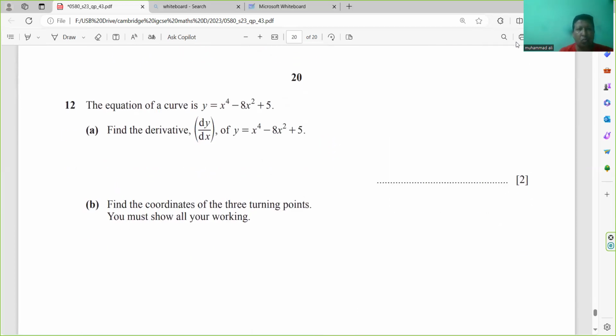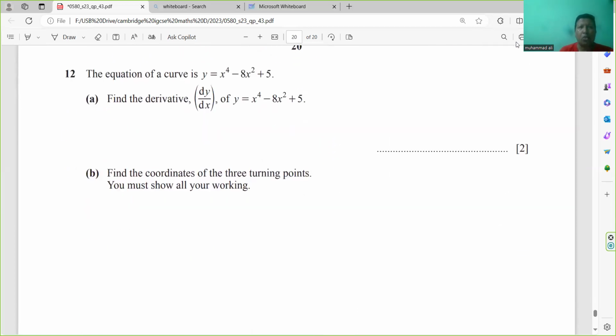Now question 12. The equation of a curve is y equals x to the power 4 minus 8x squared plus 5. Find the derivative dy by dx of this. So before starting this, we have to show you the differentiation formula. Like y equals x to the power n, its differentiation is dy by dx equals n x to the power n minus 1. This is the differentiation formula.